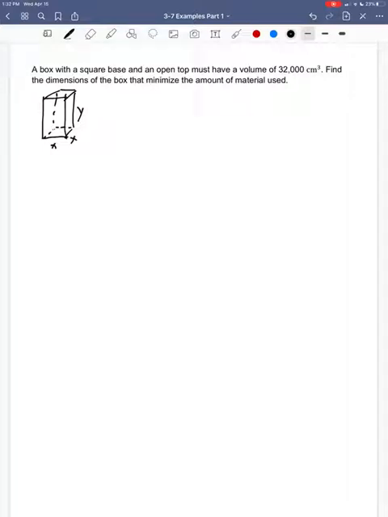And what I'm supposed to do then, minimize the amount of material used. To do that, I'm really then talking about the material for the bottom. That's going to be an area, and then the material, I've got four sides going around the box. Each of those has an area as well. And so the bottom, of course, is just square. All four sides are X. So the area of the bottom is going to be X squared.